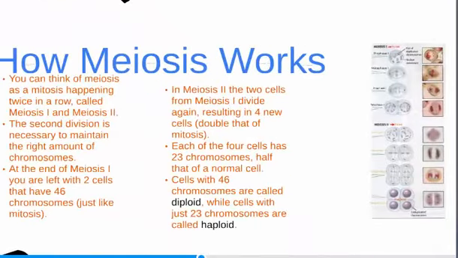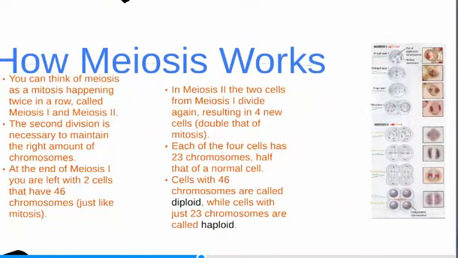How do we get to this? We have two types of division happening in the body: mitosis and meiosis. Mitosis is the division that is happening in all of your body cells. Why do we have mitosis in all of the body cells? Because we want all of the body cells to have the full number of chromosomes.